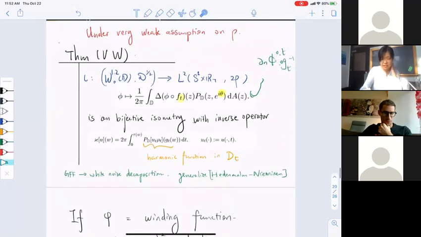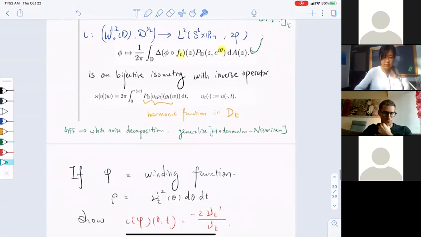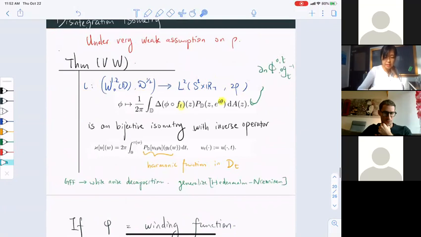A very interesting thing that we are looking into is that since this is an isometry, one can just plug in the corresponding Gaussian measure. On the left hand side, with zero trace, you get the Dirichlet Gaussian free field. And on the right hand side, you get the white noise on the cylinder. And we believe there's a lot of things to discover there as well. And this isometry holds under very weak assumptions on rho.